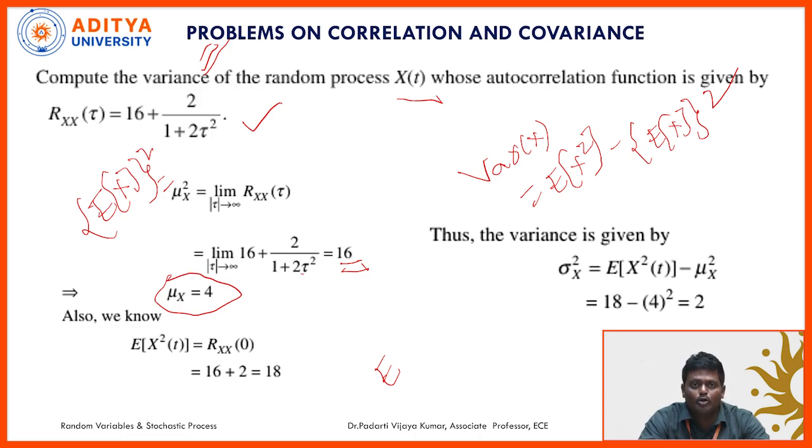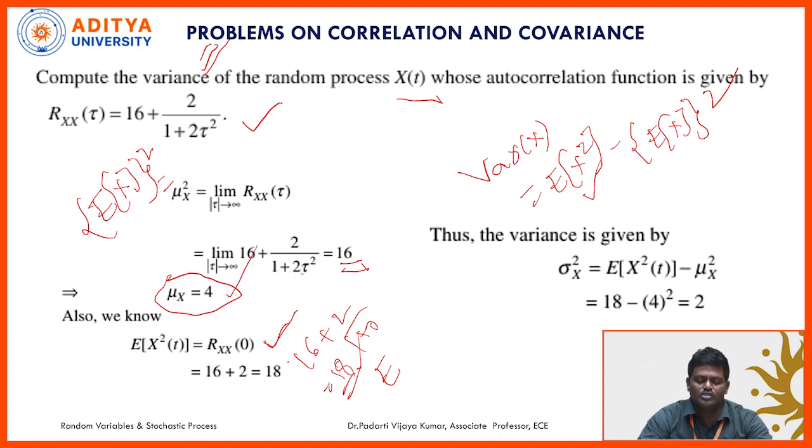Similarly, one more property is there to compute the mean square value. The mean square value of a random process can be computed using the property of the autocorrelation function. When the autocorrelation function at tau equal to 0 gives you the mean square value. So substituting tau equal to 0, 16 plus 2 by 1 plus 0, we will get 18. So the mean square value is 18 and the mean value is 4.